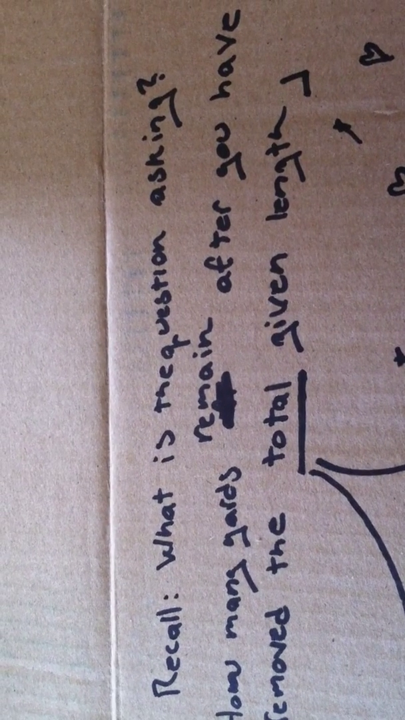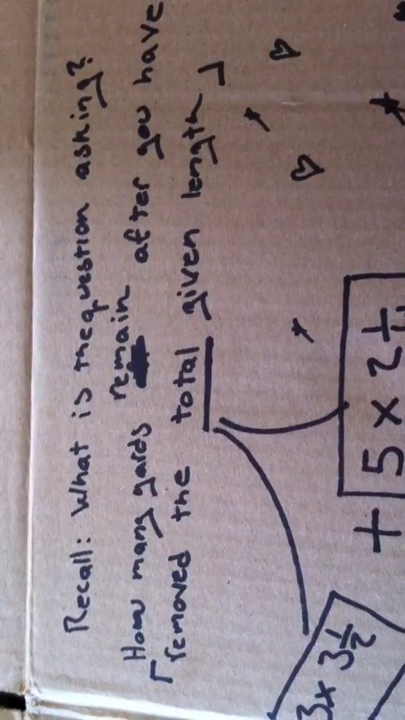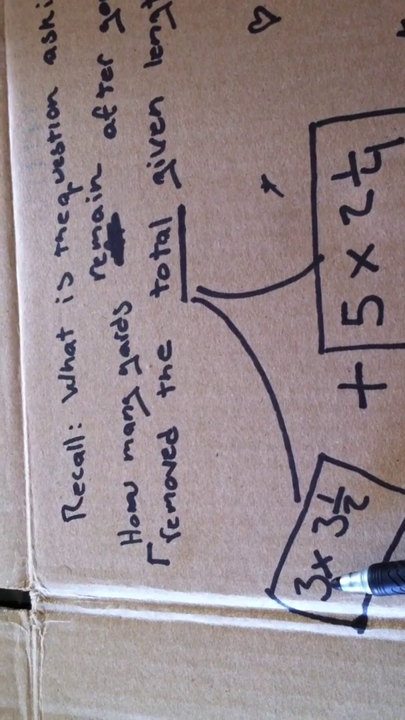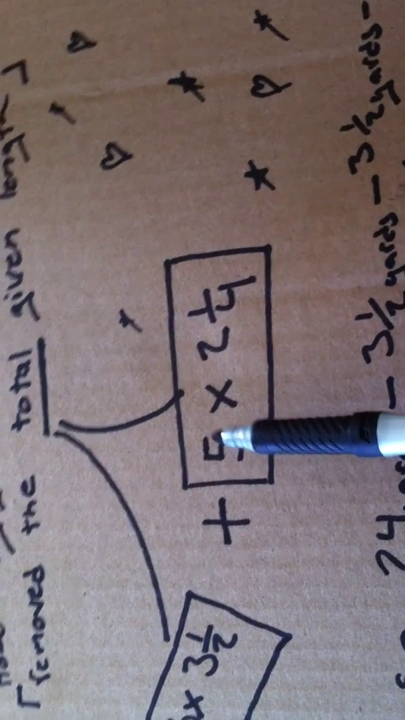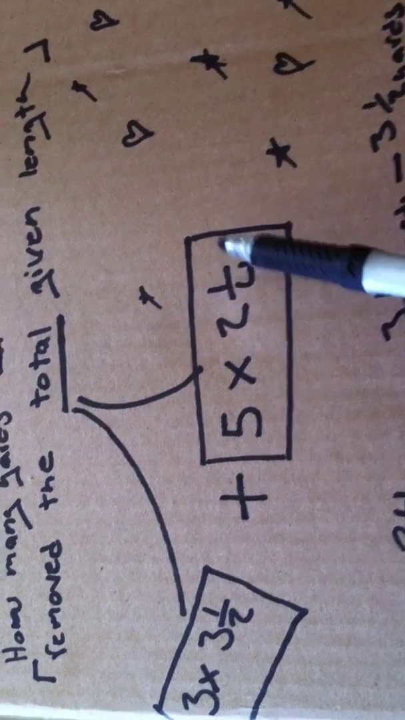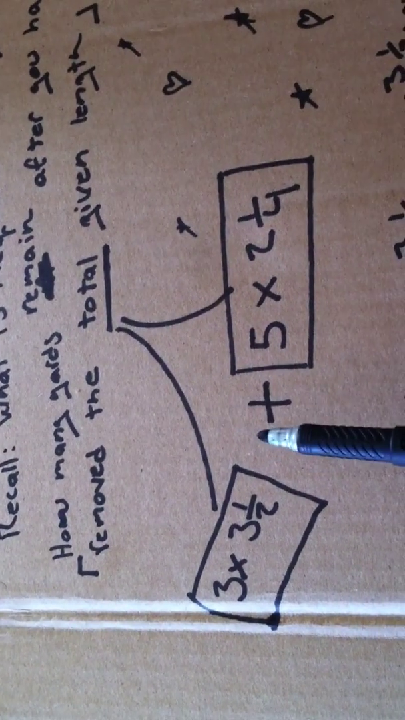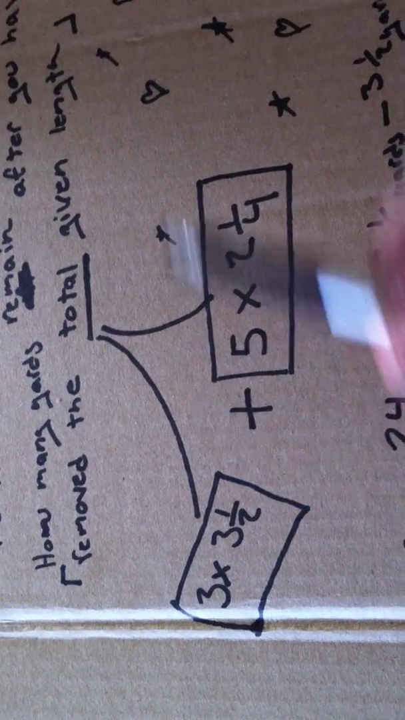The total given length is all the customers that buy chunks out of your yarn, or out of your cloth. I keep saying yarn. That is the three customers, so 3 times 3.5, plus 5 customers, that's 5 times 2.25. Add those together. That's your total amount of cloth that's taken out of your initial cloth, right? So there are a couple of ways to do that.